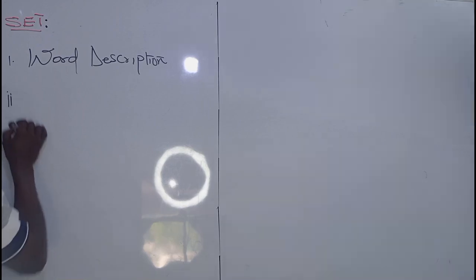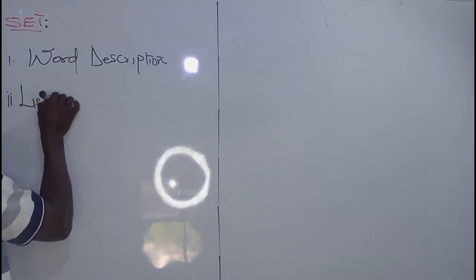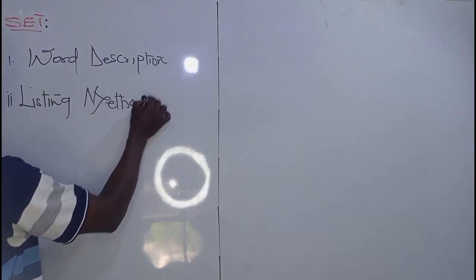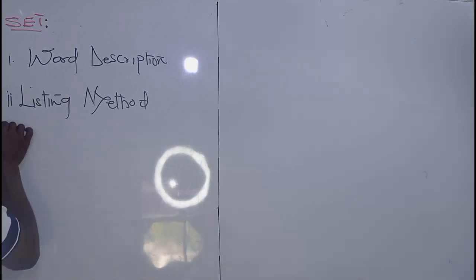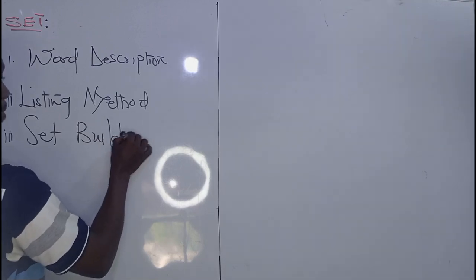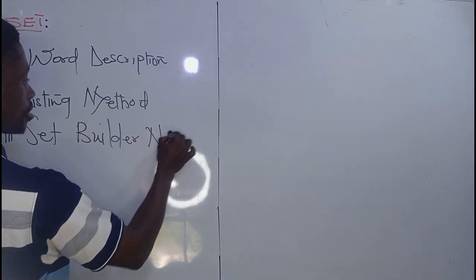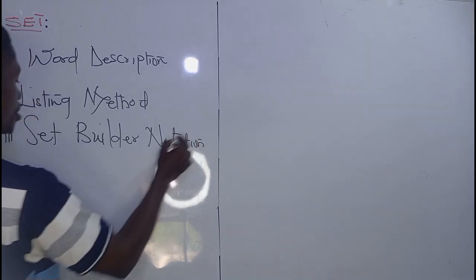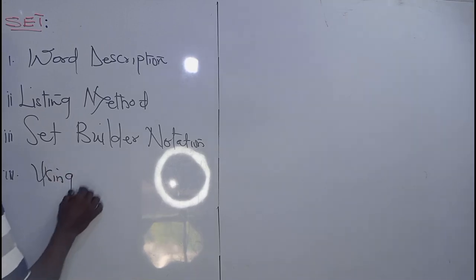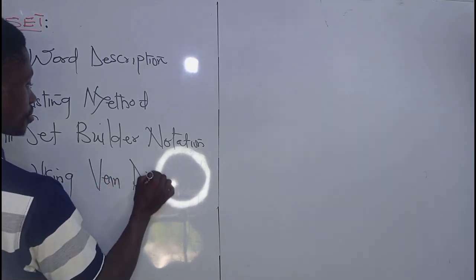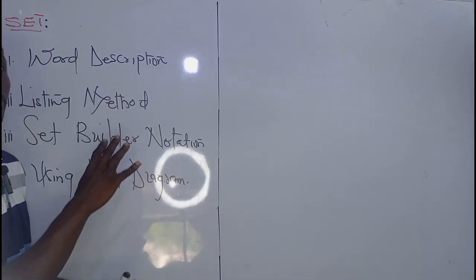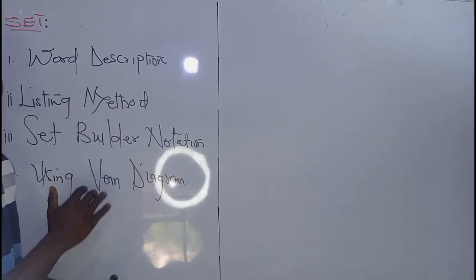We shall also be looking at the listing method or the roster method. We shall also be looking at the set builder notation. And then lastly, using what? The Venn diagram. So these are the 4 ways through which we can describe or represent sets. So we are going to take one after the other.